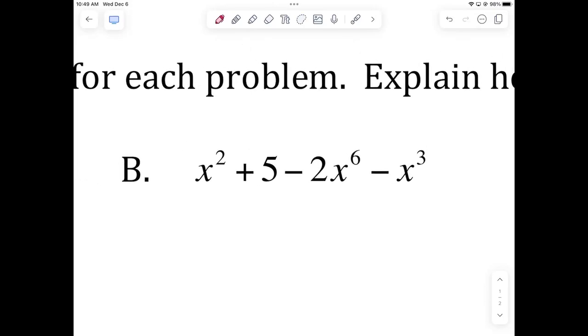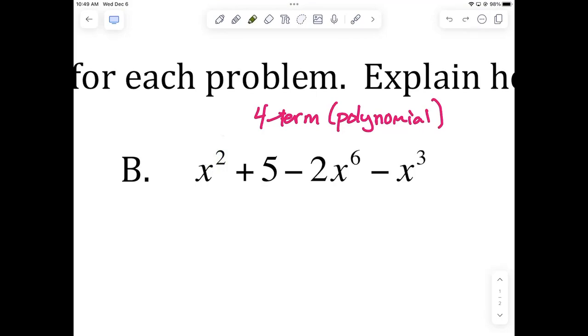Okay. Let's look at this one over here. How many terms do we have? 4. We have 4 terms. So is this a quintinomial or quadrinomial? No, we just call it a polynomial, a 4-term polynomial. What is the degree? Notice we're back to just a single variable. What's the degree? Is it 2? 11? Oh, it's 6. Oh, very good.